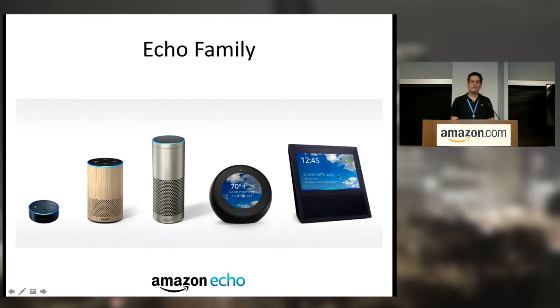We have the Show here on the right, which also has an LCD screen, so you can receive information, not only voice, but also see pictures and interact with it. So if you ask to play the Beatles, it will show you a list of the Beatles records. Then you can select a record and track and interact either by voice or by touch.